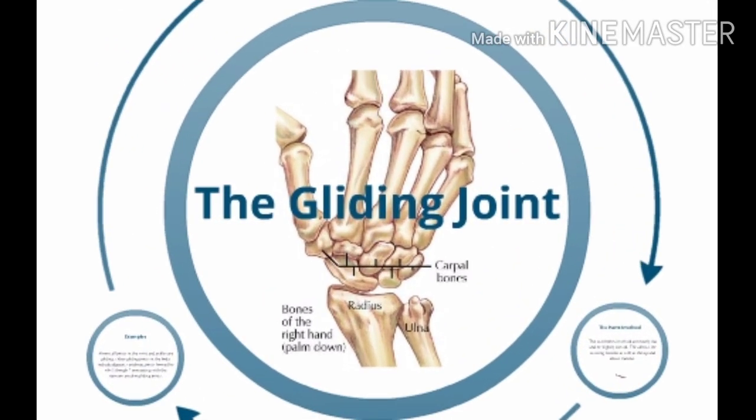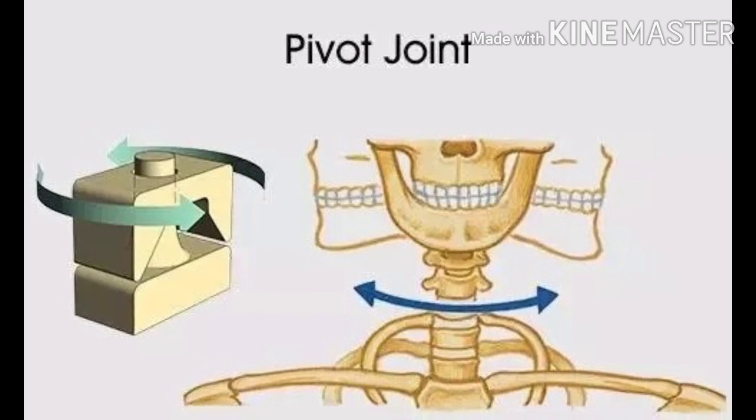The third is the gliding joint. In these joints, bones slide over each other. This type of joint can be seen in the wrist and ankles. It allows side to side as well as backward and forward movement. Next is the pivot joint. In this joint, one part of the body can move without disturbing the connecting part. You can see this joint between the head and the neck. It allows you to move your head up and down as well as sideways.